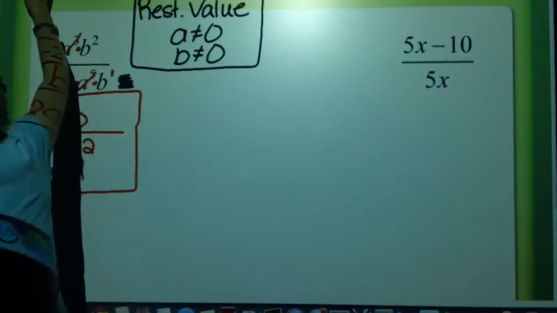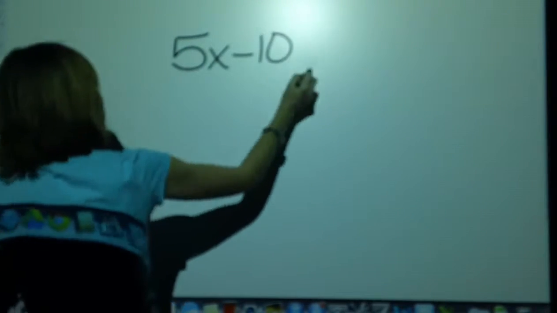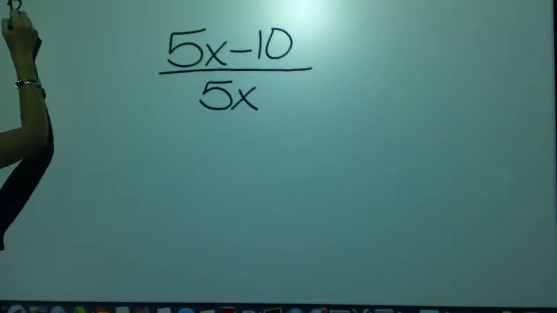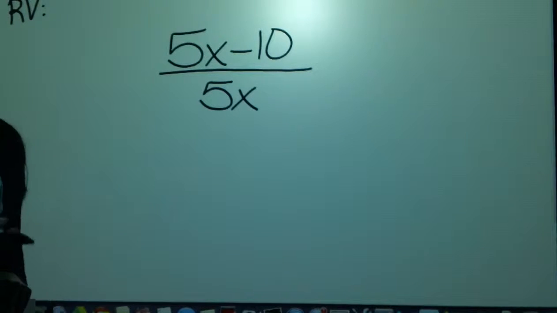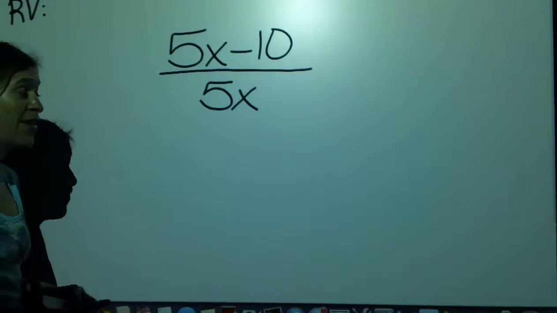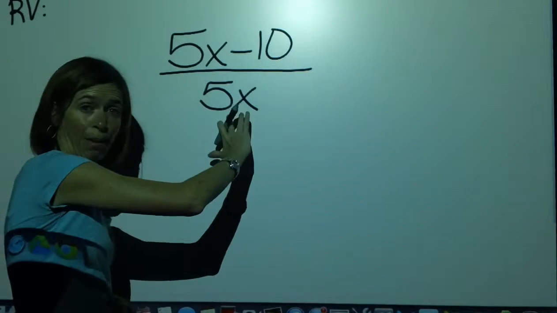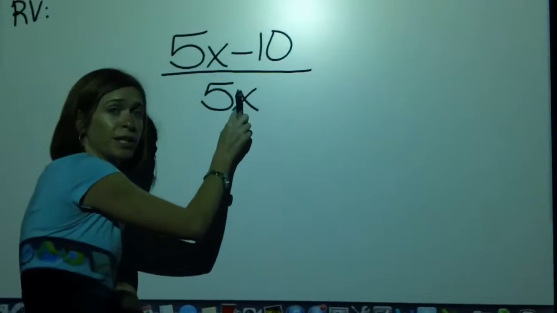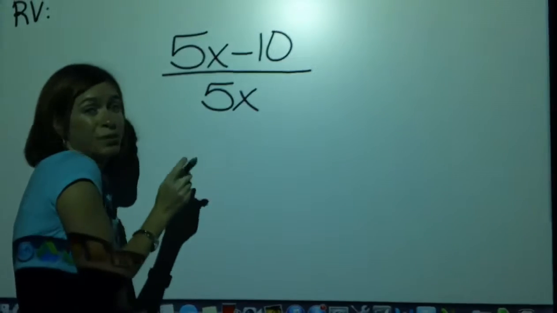Actually, you know what? I'm going to add a page because I want it to be in the middle. So 5x minus 10 all over 5x. Okay, so we have to do our restricted value first, our RB. Our restricted value, also called domain. It's the value of x that would make the denominator 0. All right, well, looking at this, the only number that I could put in here for x that would make this bottom 0 would be 0.